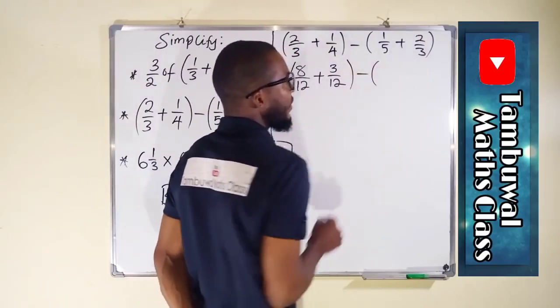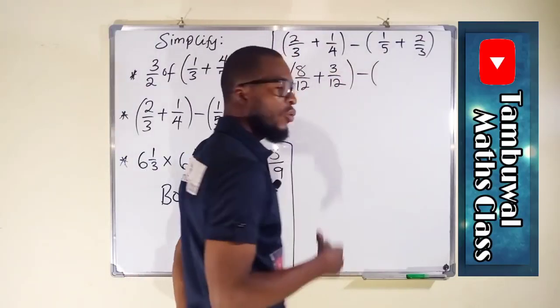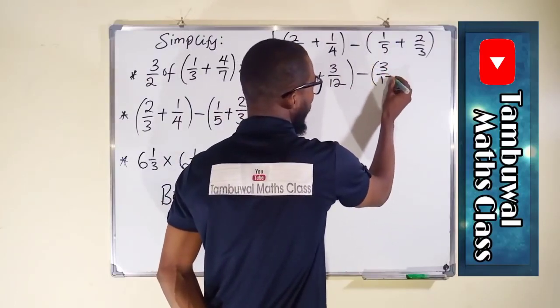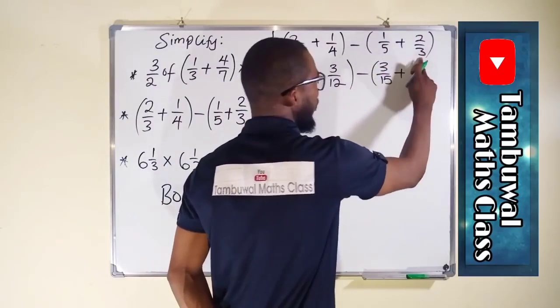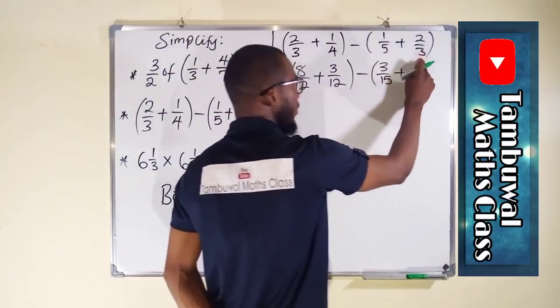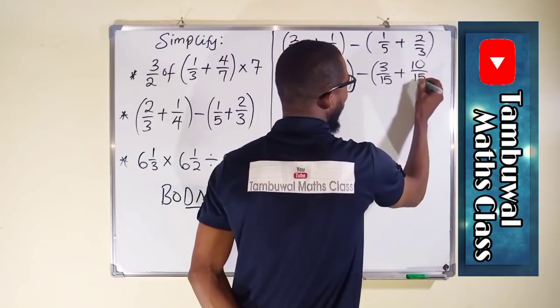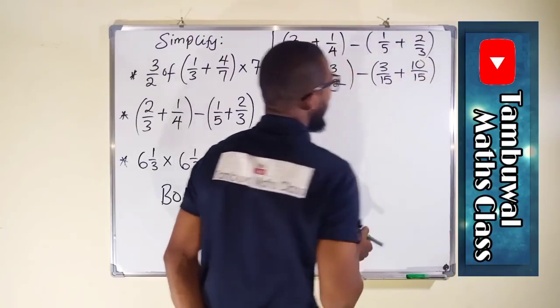The LCM here is 15. To change 5 into 15, you multiply it by 3. Do the same to the top number. 3 over 15 plus, to change this to 15, multiply it by 5. Do the same to the top number, because 5 times 2 is 10.